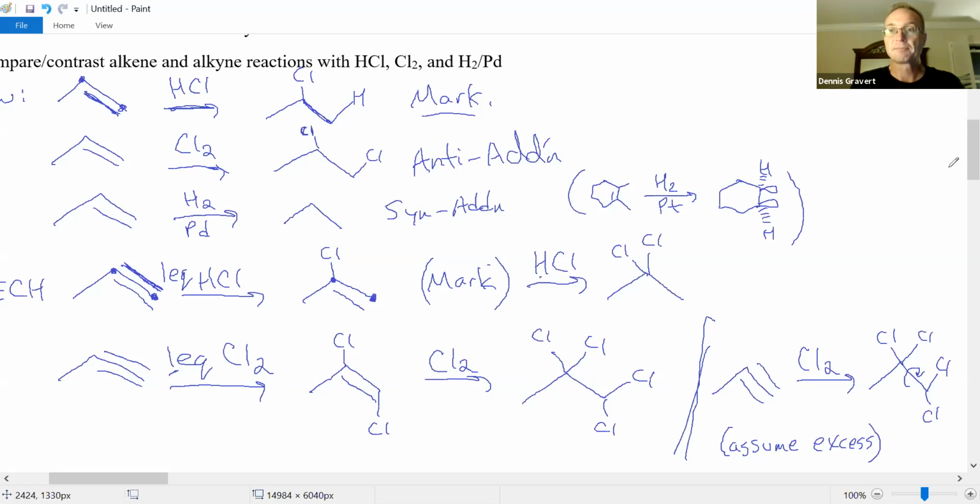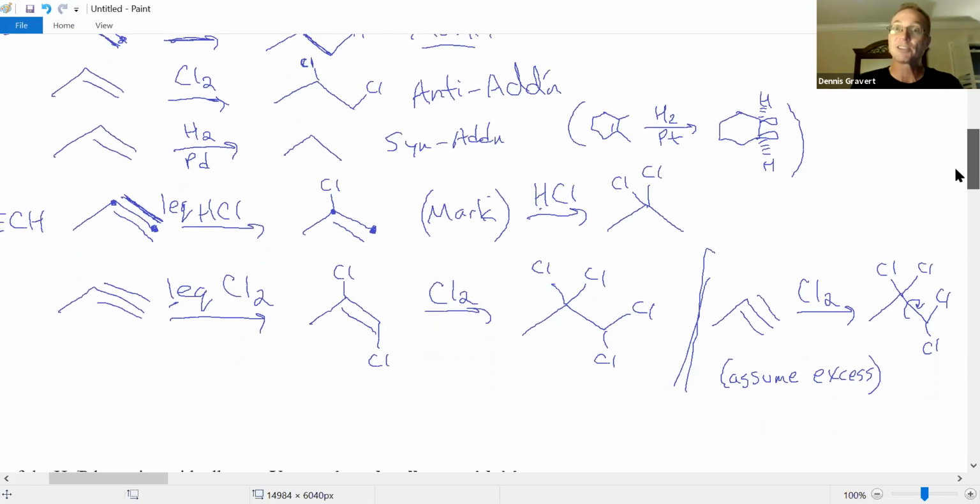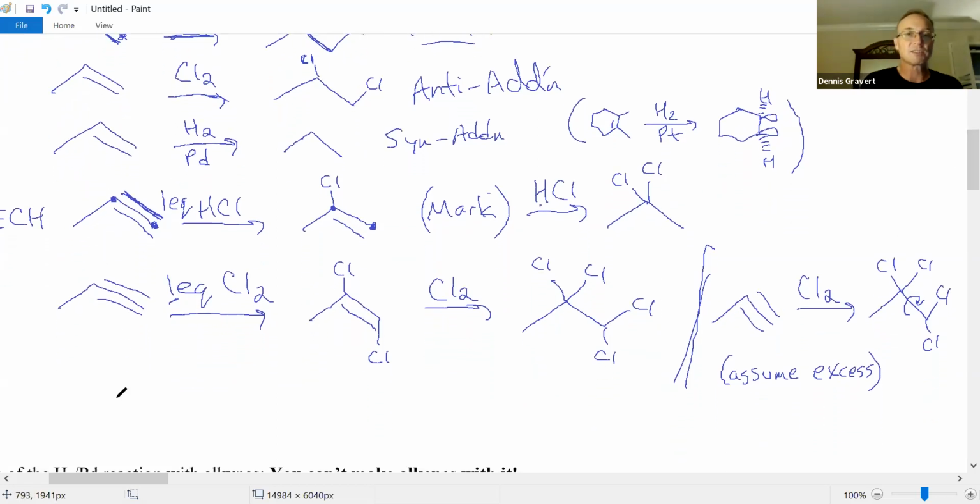Okay, so let's take the triple bond and hydrogenate it now. So let's take the triple bond, add 1 equivalent of hydrogen gas over a palladium catalyst. What do you get?